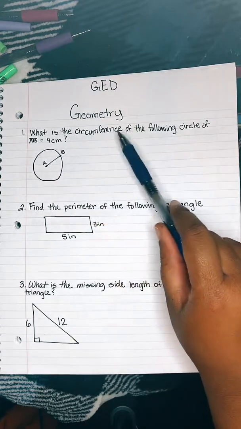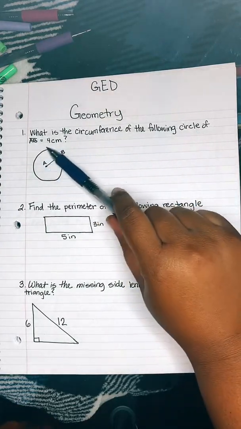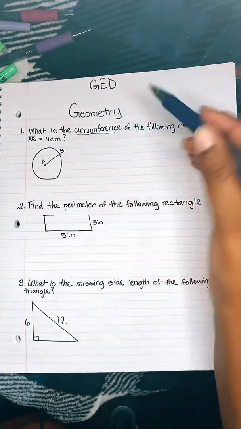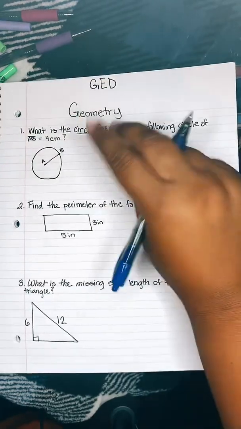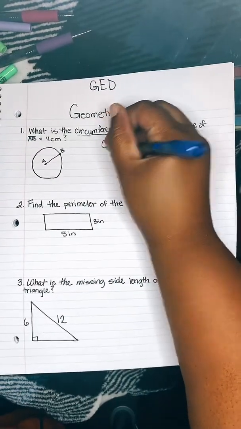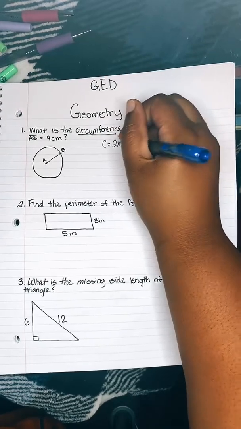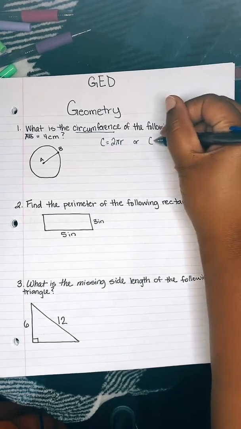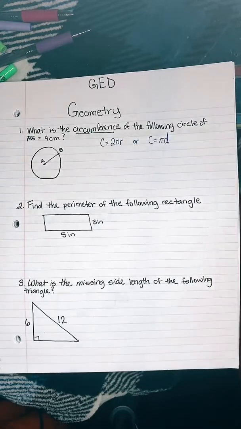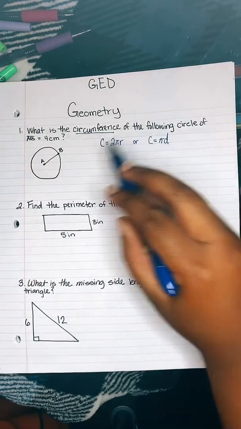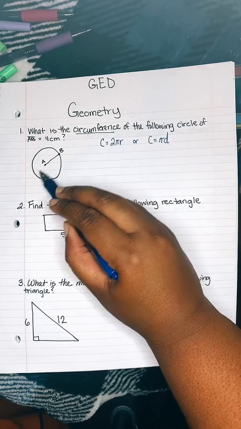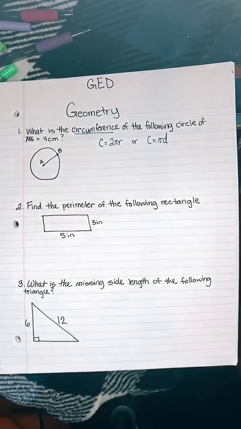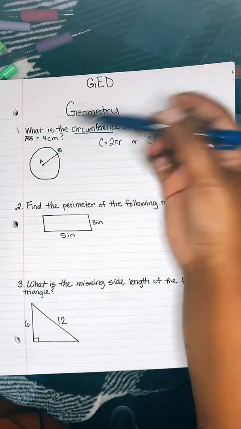Alrighty, so it says, what is the circumference of the following circle if AB equals 4? This is a key word right here. Whenever you see this word circumference, you have to know there's two formulas for a circle. C equals 2 times pi times r, which stands for the radius, or C equals pi times d, where d is the diameter. That's the line that goes straight across the center of the entire circle, so it's like from here to here. Versus this is called a radius.